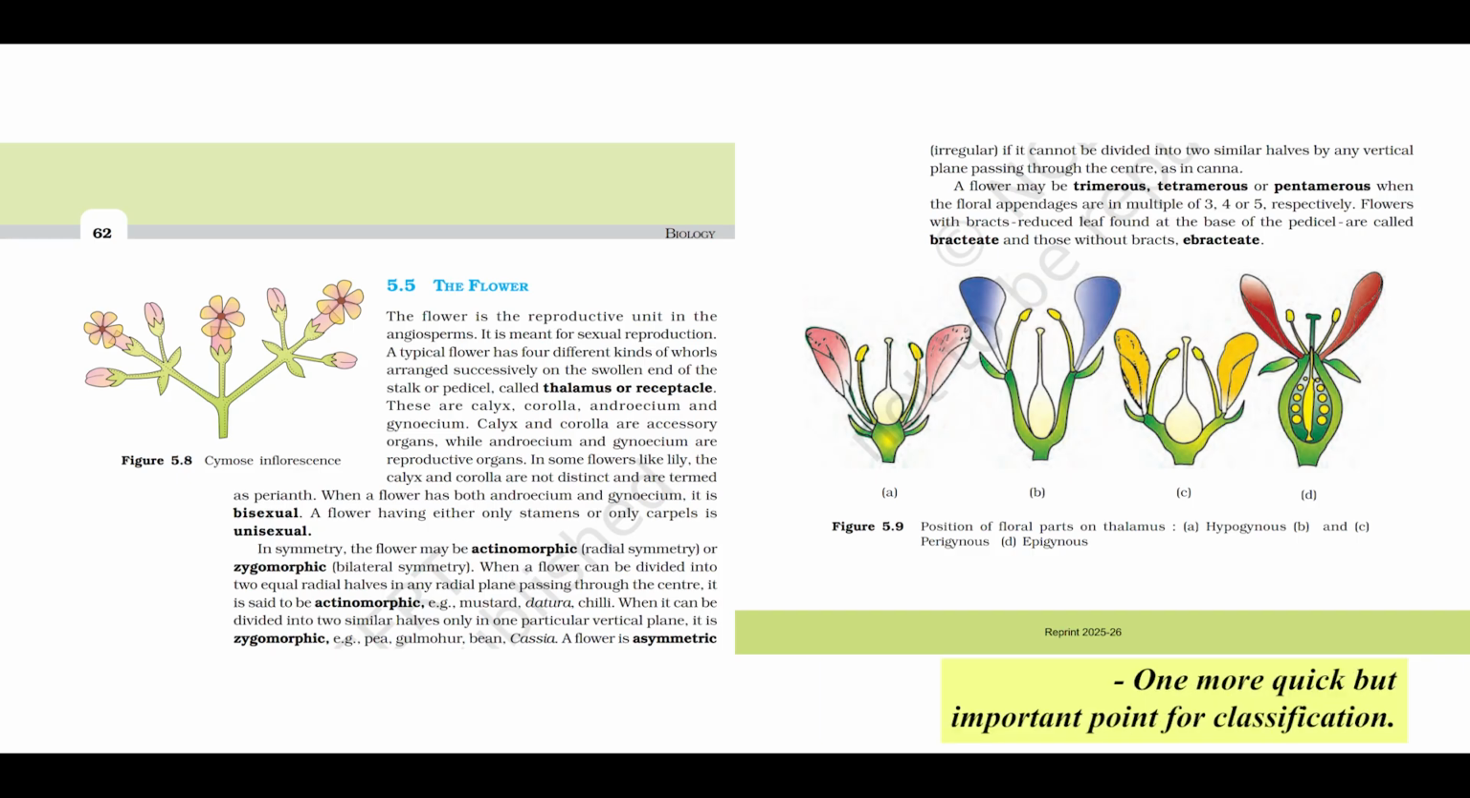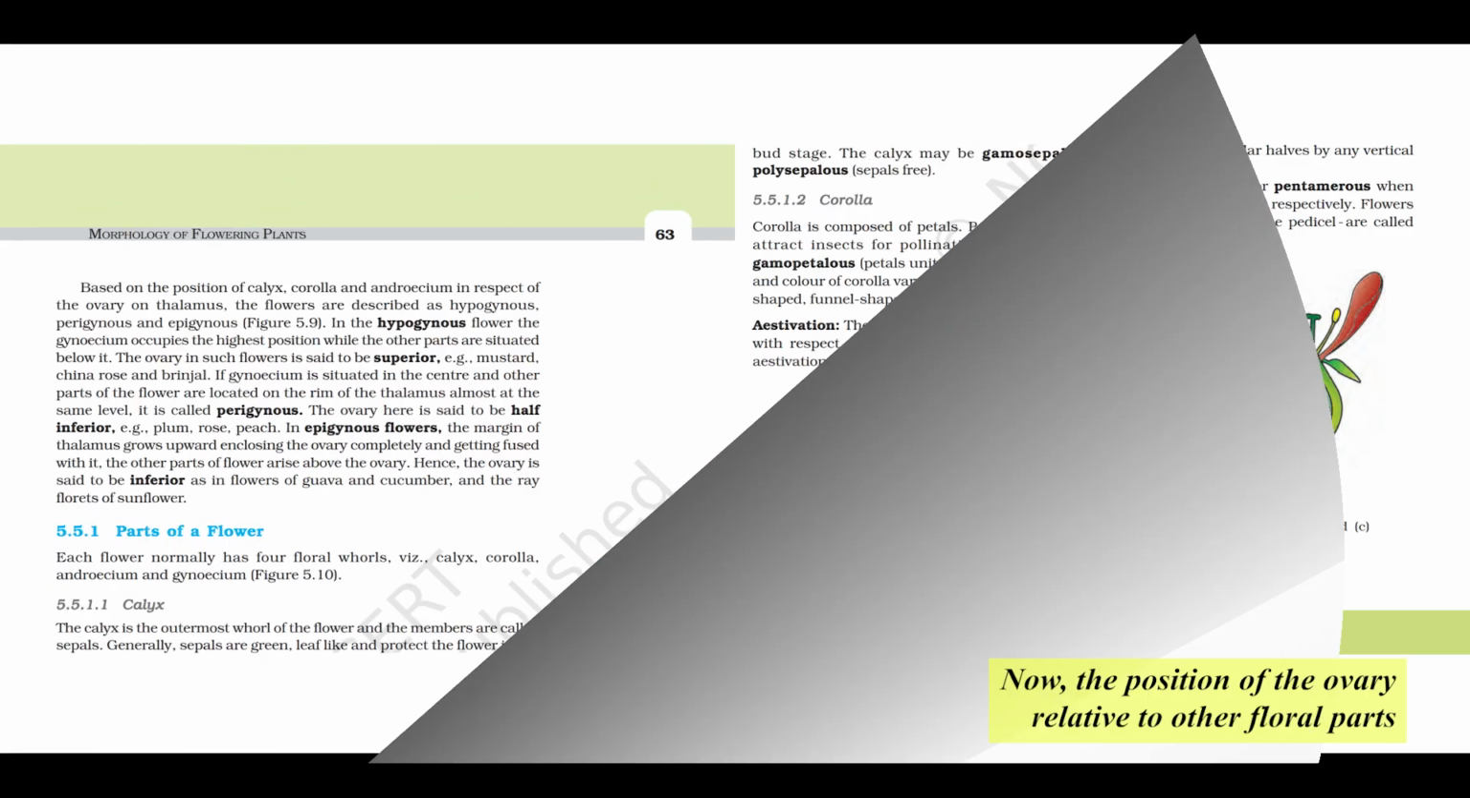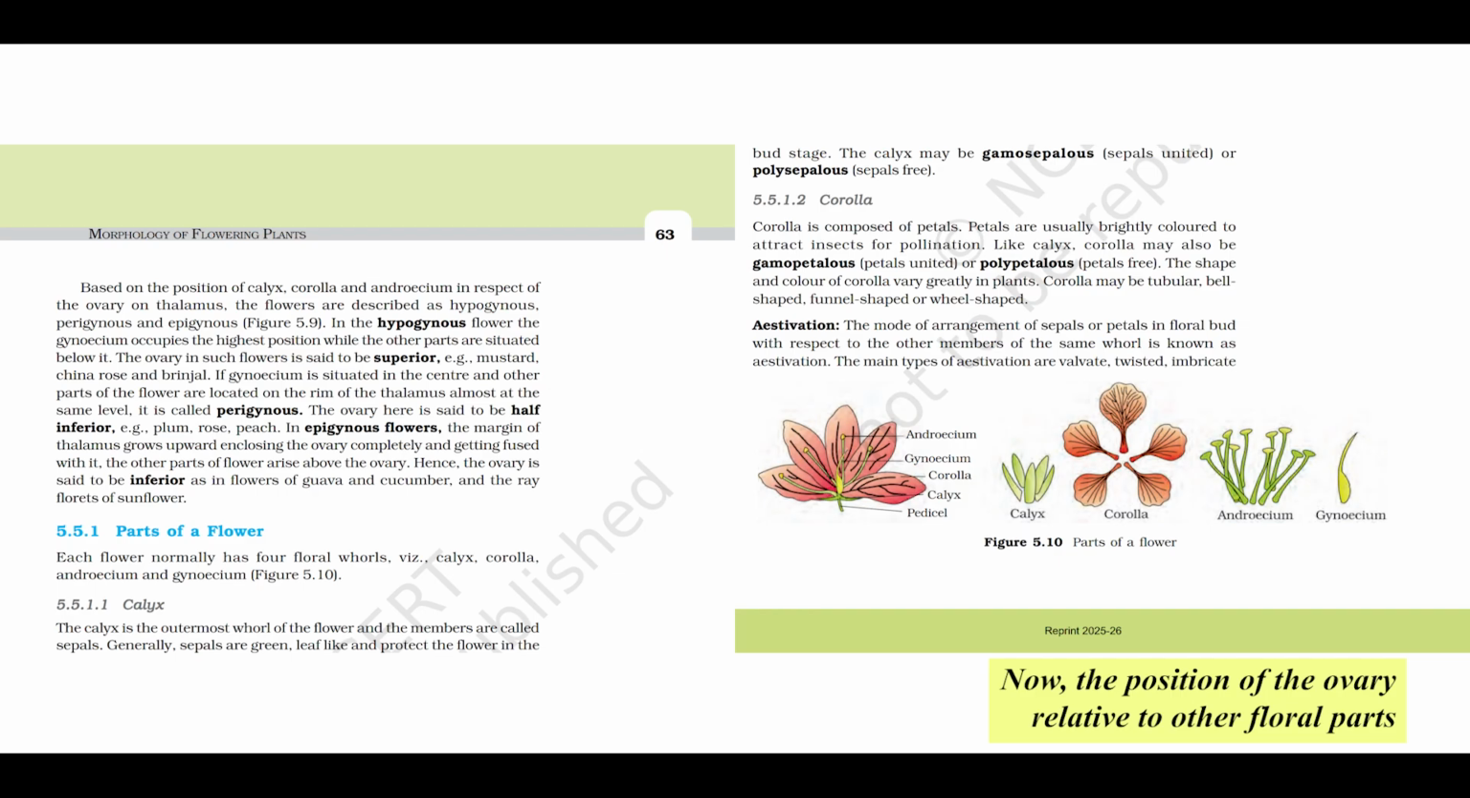Good rule of thumb. One more quick but important point for classification. The presence or absence of bracts, remember those. Reduced small leaf-like structures found at the base of the pedicel, the flower stalk. Flowers with bracts are called bracteate, and those without them are termed abracteate. Again, the small detail that can be a big clue in identification. Bracteate or abracteate.